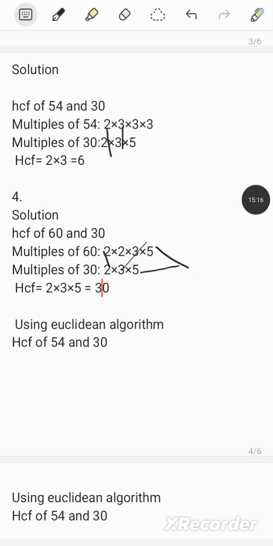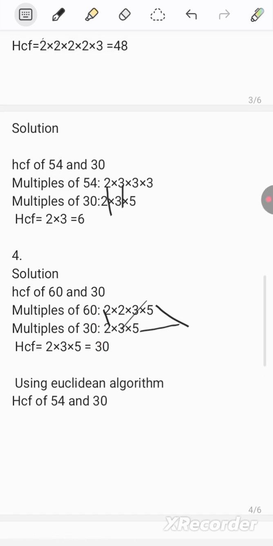My apologies, it seems there is a mistake in question number 4. The HCF of 60 and 30. Factors of 60 are 2, 2, 3, and 5. Factors of 30 are 2, 3, and 5. Therefore, the HCF should be 2 times 3 times 5, which will give us an answer of 30. 2 times 3 is 6, 6 times 5 is 30. My apologies.